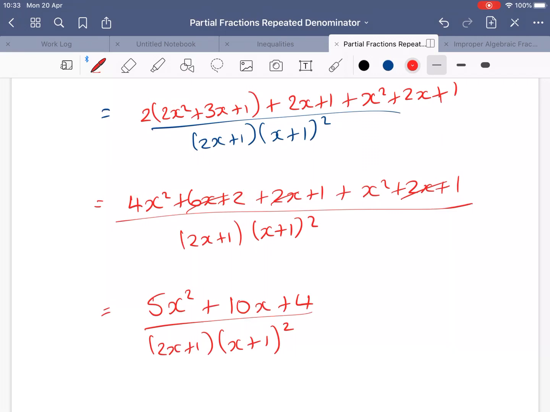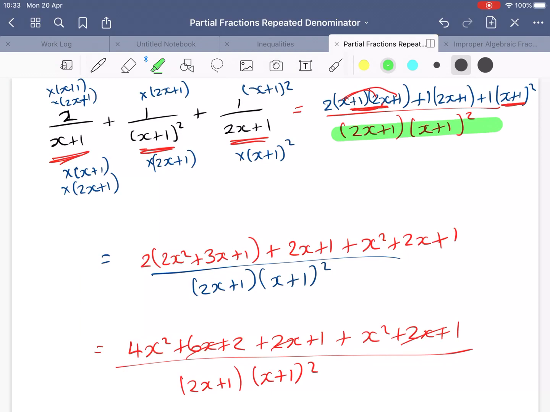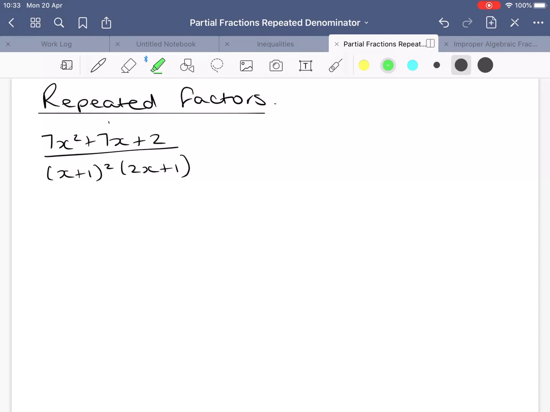Okay, so what we notice is if we have a fraction that looks like this, it can come from 3 parts. It can come from a part with a denominator of a single x plus 1, a part with the denominator of x plus 1 squared, and the part with the denominator of 2x plus 1. So this is the type of question we're going to get. We're going to split this into partial fractions.